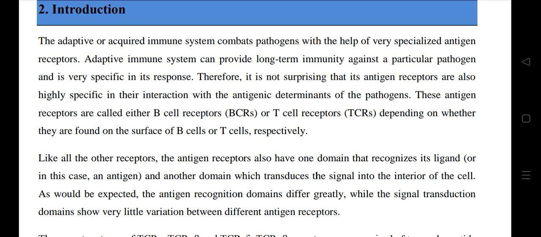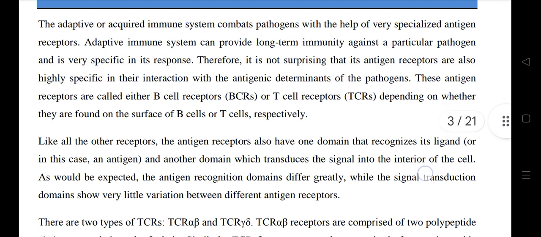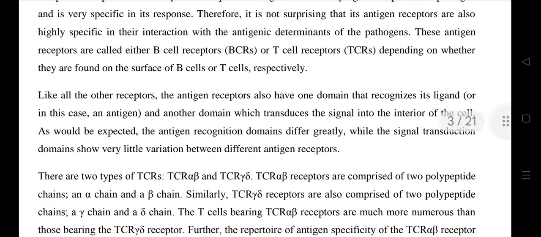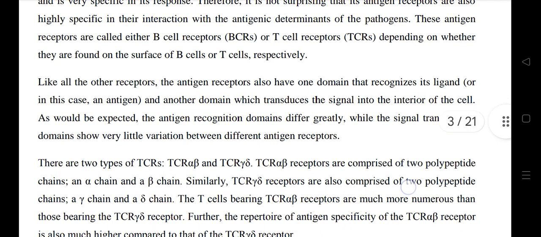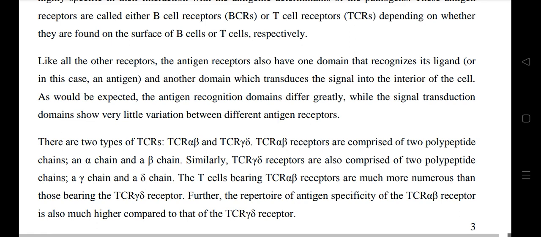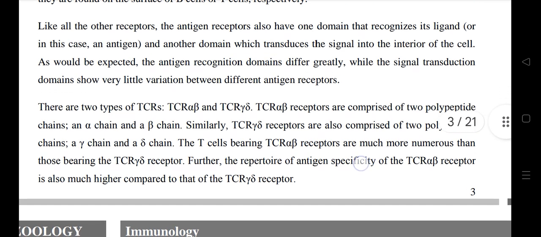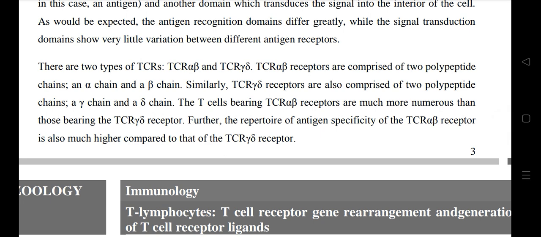Like all the other receptors, the antigen receptors also have one domain that recognizes its ligand, or in this case an antigen, and another domain which transduces the signal into the interior of the cell. As would be expected, the antigen recognition domains differ greatly, while the signal transduction domains show very little variation between different antigen receptors. There are two types of TCRs, TCR alpha beta and TCR gamma delta. TCR alpha beta receptors are comprised of two polypeptide chains, an alpha chain and a beta chain. Similarly, TCR gamma delta receptors are also comprised of two polypeptide chains, a gamma chain and a delta chain.